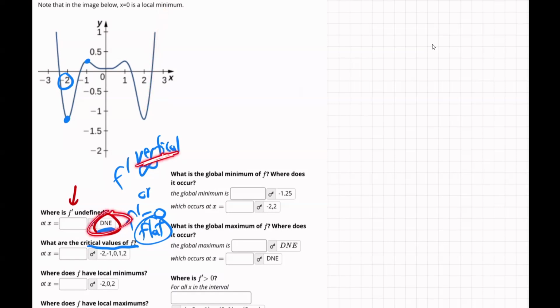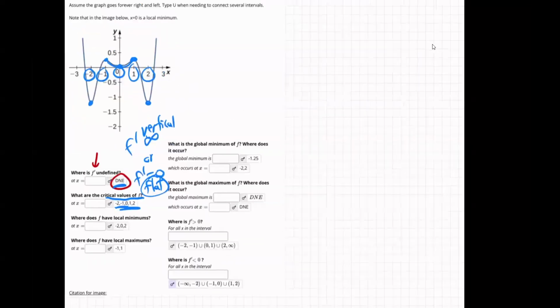No, there's no places where it's undefined. Are there any places where the derivative is 0, meaning it's flat? Well, yeah, right here, coming down right there, and then right there, -1, and then right there in the middle at 0. All right. And then right there at 1, and right there at 2. And there it is. Those are all the critical values because in all those places, the derivative is flat, flat, flat, flat, flat. For just a second, if you're riding the roller coaster, you'd be flat. Derivative is 0.